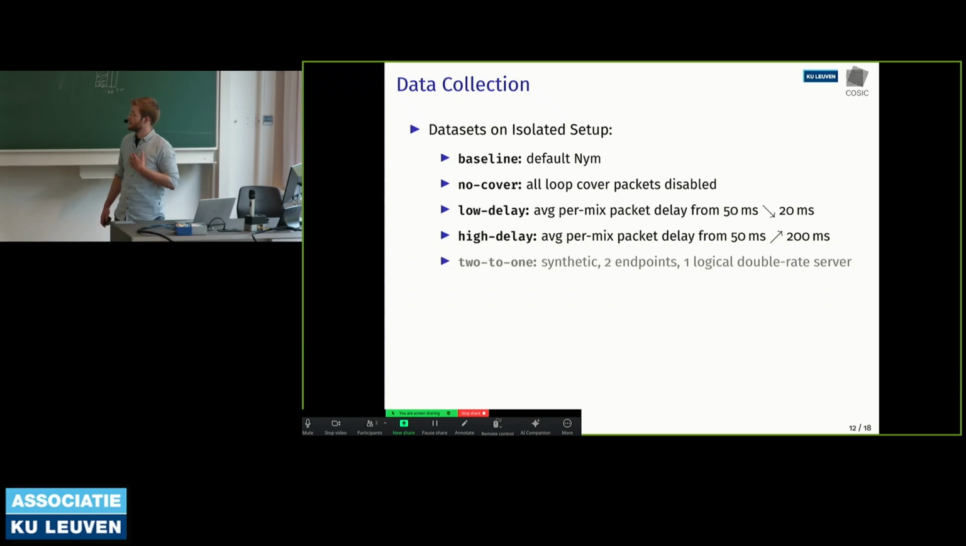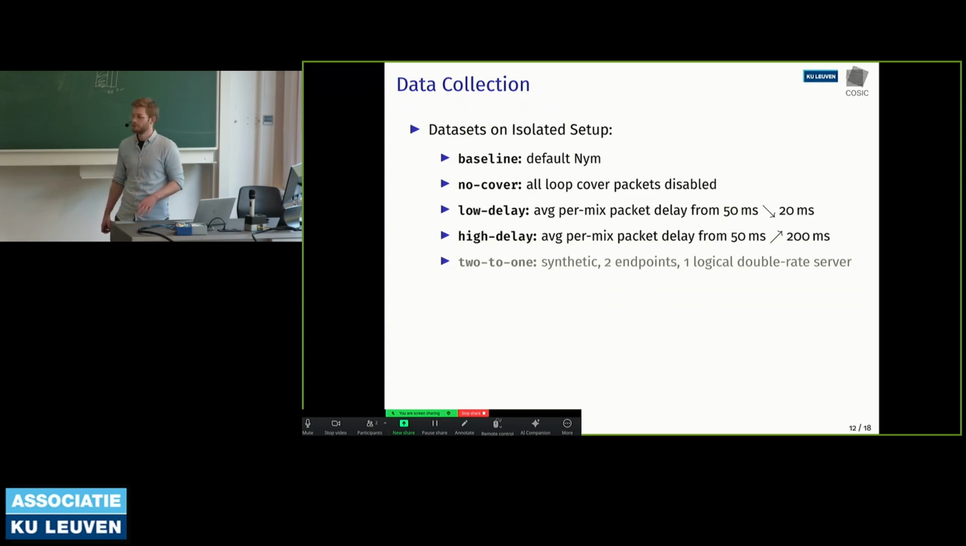So the 6 datasets that I mentioned, 5 of them we collect on the isolated setup, 1 on the live network setup. To run quickly through them, the first dataset is called baseline, which will just evaluate default NIM. If we don't change anything relevant for message transmission, we have to make a couple of tweaks for data collection, but nothing relevant here. If we just use default NIM, what is the data that we can gather when we run this? Second one is no cover, where we disable any kind of loop cover packets. And of course, the idea is that we can see the impact of adding this in terms of protection against analysis.